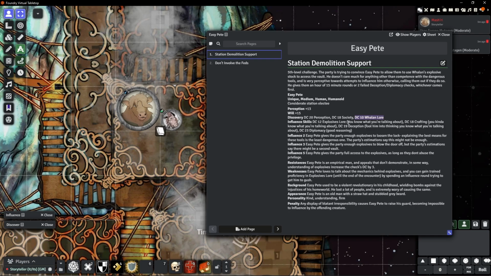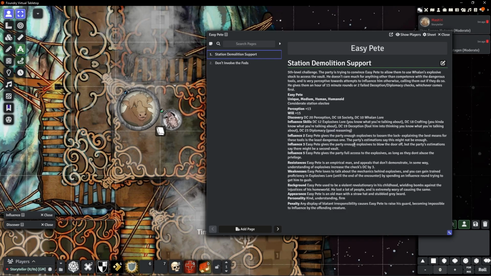explosives lore will represent knowing what you're talking about, and thus has a DC of only 12, very, very likely to pass that one. DC 18 for crafting. It's still applicable to explosives, but is somewhat detached. Deception, a DC 19 to attempt to fool him into thinking that you know what you're talking about. Or DC 23 for diplomacy, which is just good reasoning, being good about talking about, say, the money, things like that. And then the thresholds at Influence 2.